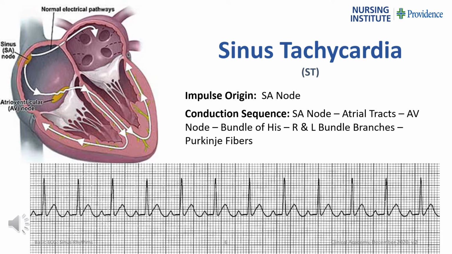This slide depicts sinus tachycardia. You can see by the strip at the bottom of the slide that it's still a nice regular rate with one P wave for each QRS complex. However, the rate is faster. The impulse still originates in the SA node and travels down the atrial tracts to the AV node, bundle of His, right and left bundles, and the Purkinje fibers, just like in regular sinus rhythm, except the rate is accelerated.